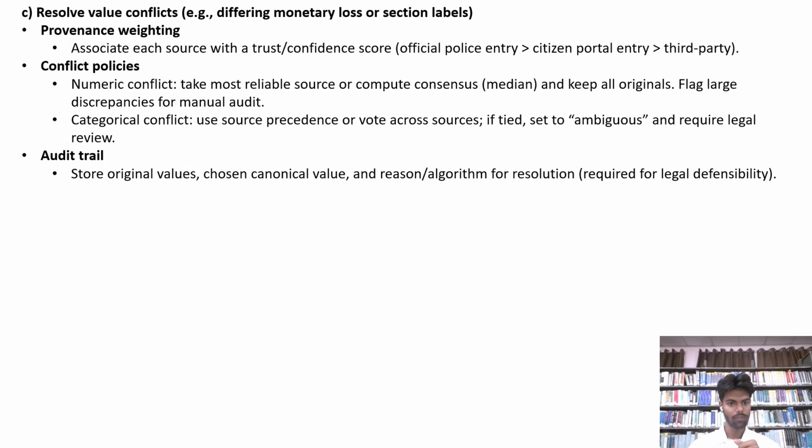C. Resolve value conflicts, for example differing monetary loss or section labels. Provenance weighting: associate each source with a trust confidence score. Official police records are greater than citizen portal entries, which are greater than third party. Conflict policies: numeric conflicts and categorical conflicts are the two types. For numeric, take the most reliable source or compute a consistent value, that is the median, and keep all originals. For categorical conflicts, use source precedence or vote across sources; if tied, set to ambiguous and require legal review. Audit trail: store original values, chosen canonical values, and the reason and algorithm for resolution.